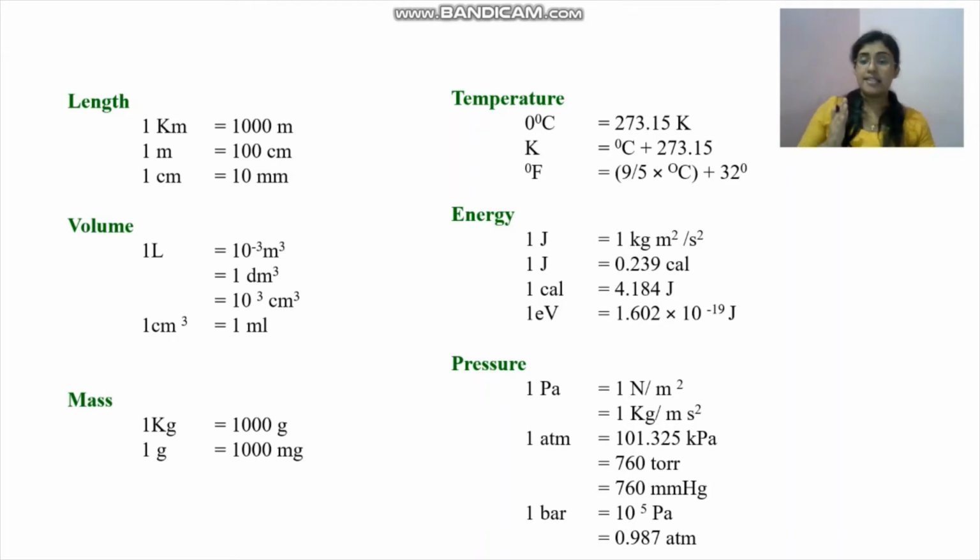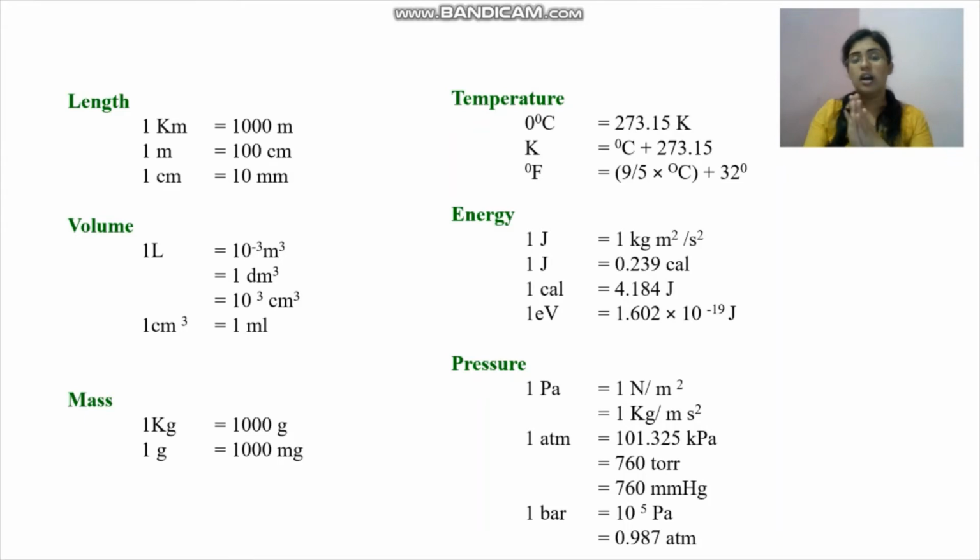These are the terms related to Pascal. And Pascal and atmosphere, how are they related? One atmosphere is 101.325 kilopascal. It is kilopascal because I have a decimal point in between. That is one atmosphere. Also, one atmosphere is 750 torr, or it is also equivalent to 750 mm of mercury, Hg. Understood?